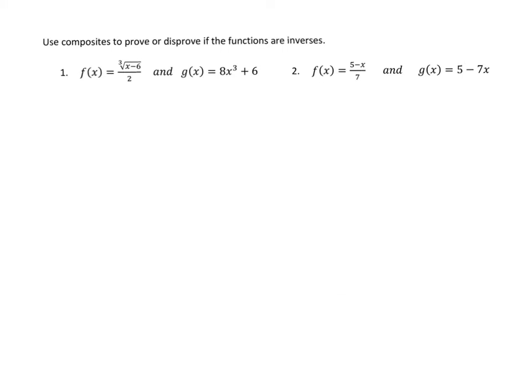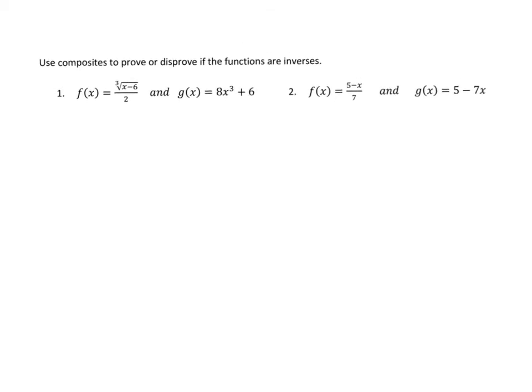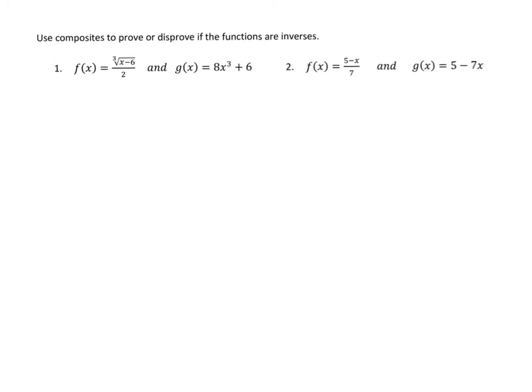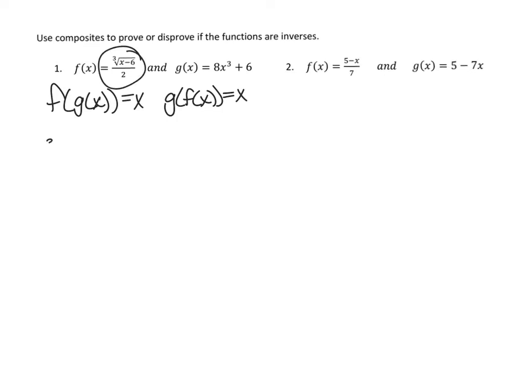So this is review sheet C for our chapter 5 test. Use composites to prove or disprove if the functions are inverses. So you are looking to find if f of g of x equals x and g of f of x equals x. So f of g of x means I'm going to take the function f, the cube root of x minus 6 over 2, and I'm going to put g of x in here.